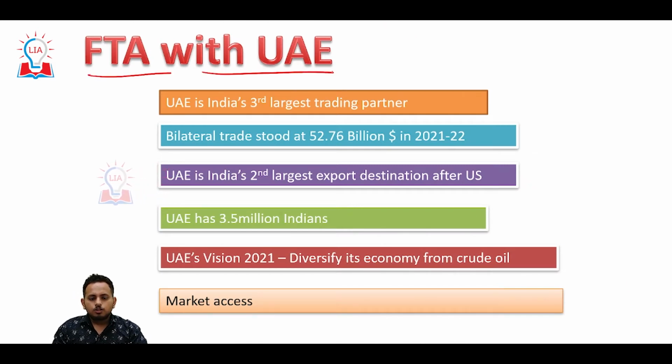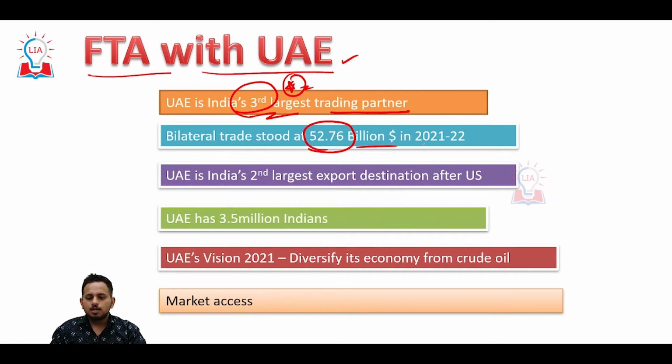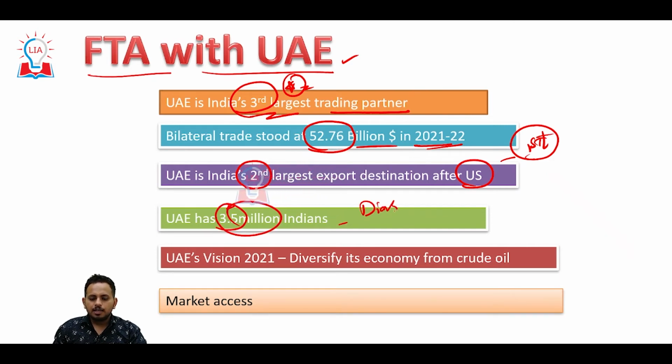And now let's come back to the issue of FTA with UAE, that is United Arab Emirates. UAE is India's third largest trading partner. Important fact you need to remember. Bilateral trade stood at almost $52.76 billion in 2021-22. UAE is India's second largest export destination after USA, which means USA is the first largest export destination and UAE is the second. It is because UAE has almost 3.5 million Indians. So the Indian diaspora is huge in UAE.